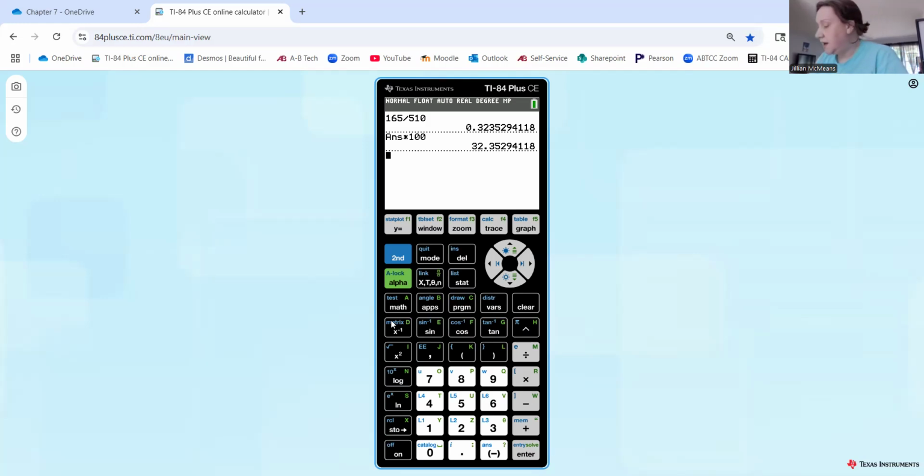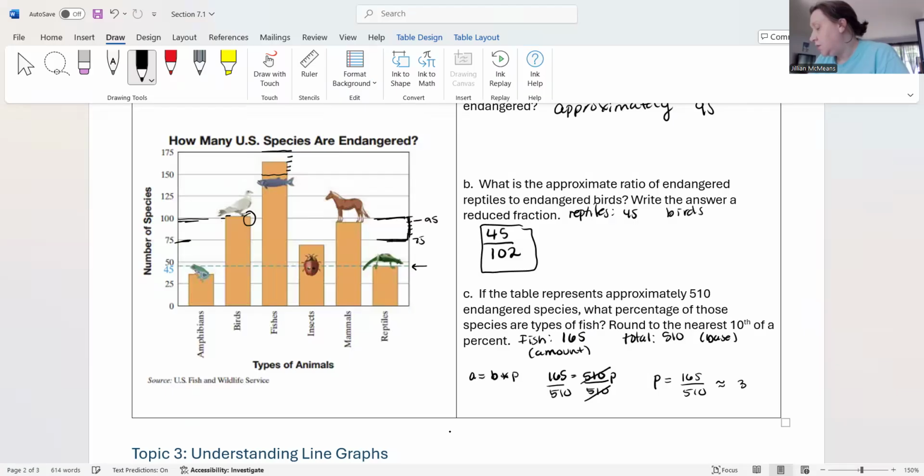All right, so we're going to say approximately 32.4% of the endangered species are fish. Okay? So there's your final answer.